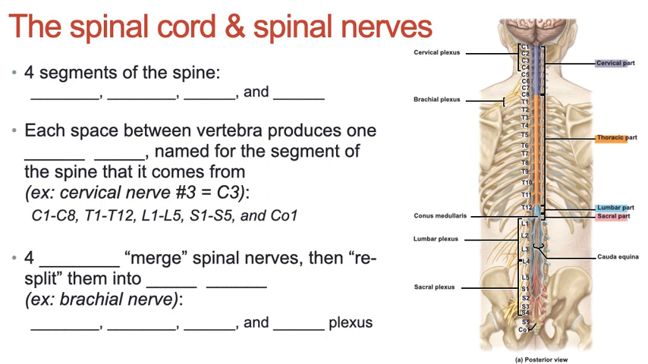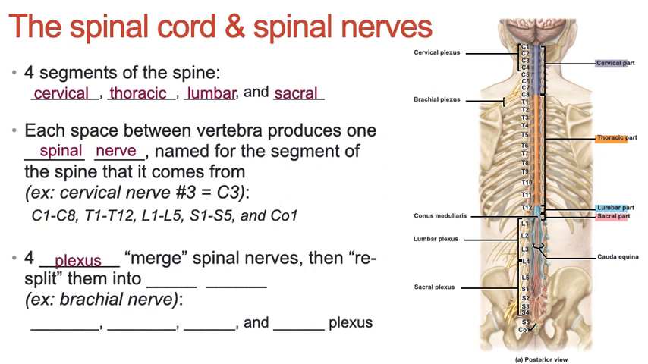So let's talk about the plexus in a little bit more detail. For the spinal cord, there are 4 segments of the spine. Recall we've got the cervical, the thoracic, the lumbar, and the sacral area of the spine. Now each space between the vertebrae produces one spinal nerve, and it's named for the segment of the spine that it comes from. So for example, cervical nerve number 3 is going to exit at C3.